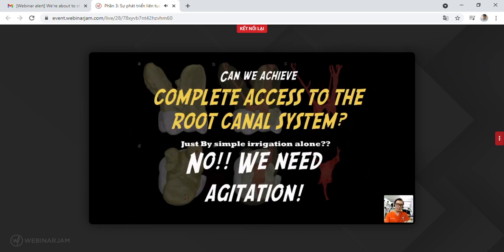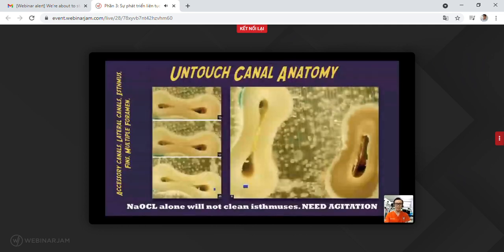Yes, we need agitation. What I want to tell you about consists of many techniques: sonic, ultrasonic, and whatever you are using in your clinic. But now we can see here that there are areas that cannot be touched by the files alone, and you need to clean those areas.